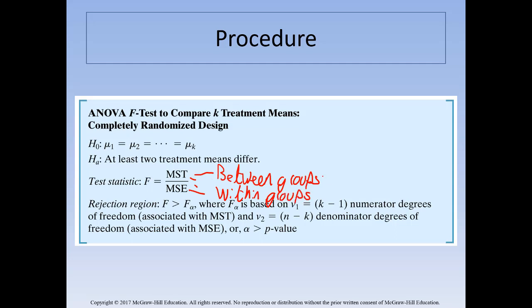So again, that first little example where we have the big difference between the group means and the groups are very tightly packed together, the top one's going to be large and the bottom one's going to be small, giving a big F value. So the bigger the F, the more significant.